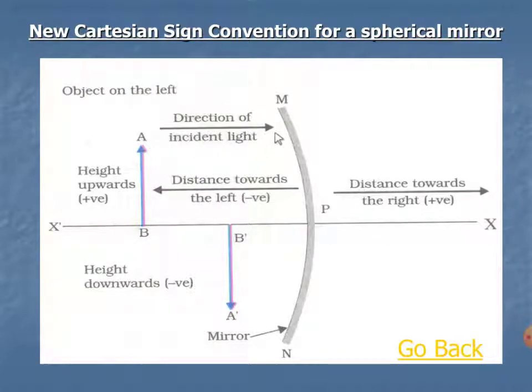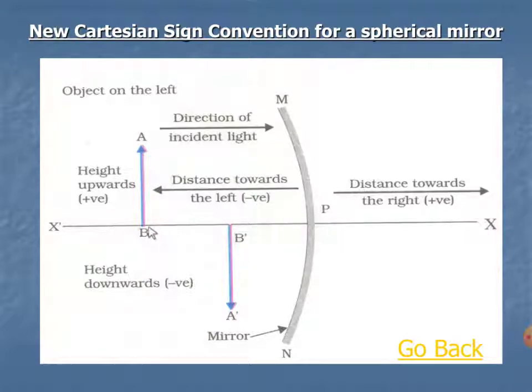And for the measurement parallel to the principal axis, it should be measured from the pole of the mirror, right? So suppose the image is somewhere here and you want to find the distance of this image, then you have to start measuring from the pole along this side. This measurement is done in the direction of the incident ray, so it will be taken as positive.